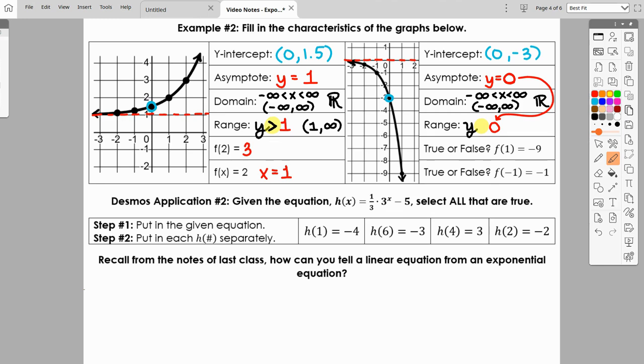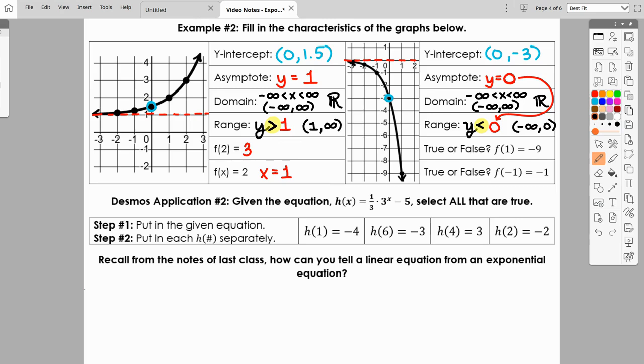0 is the absolute top of my graph, so it has to be everything below, or less than, in this case. How we notate that in another way is negative infinity to 0, again because it's got to be our range bottom to top, lowest value to highest, when you're writing that interval notation.